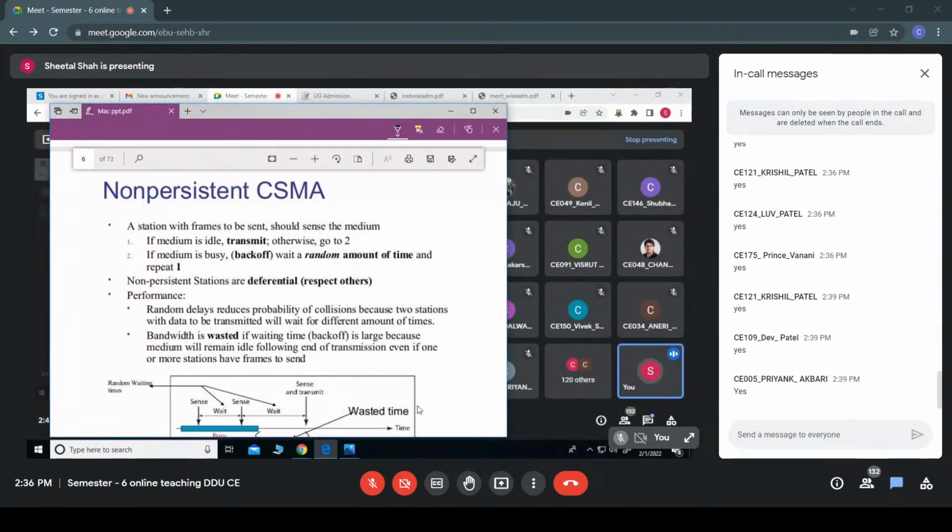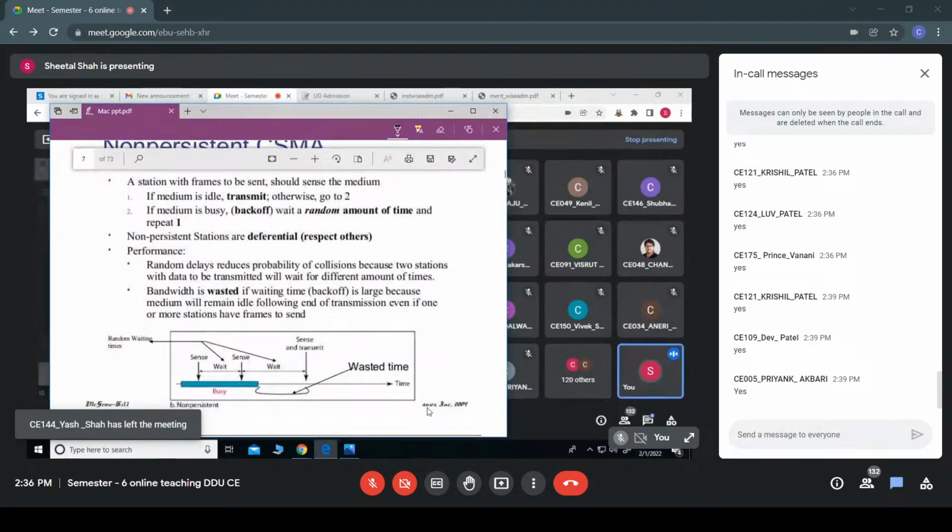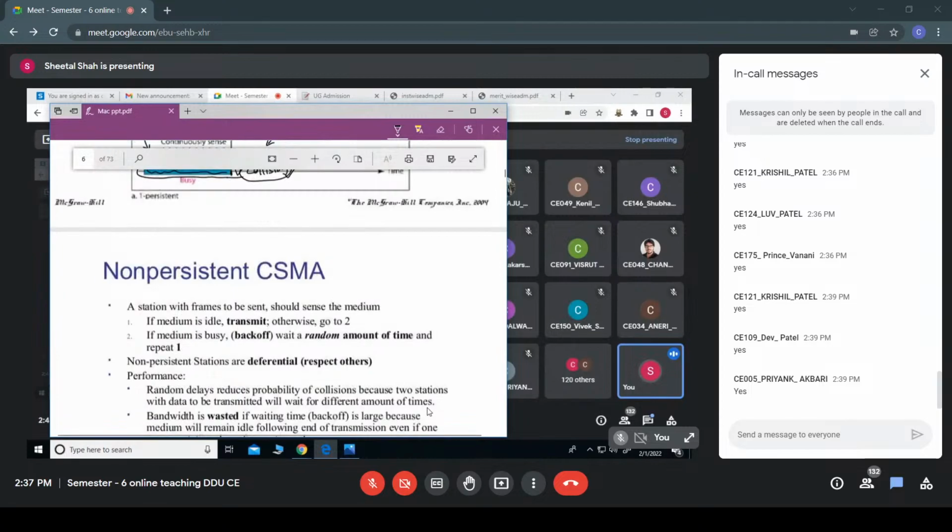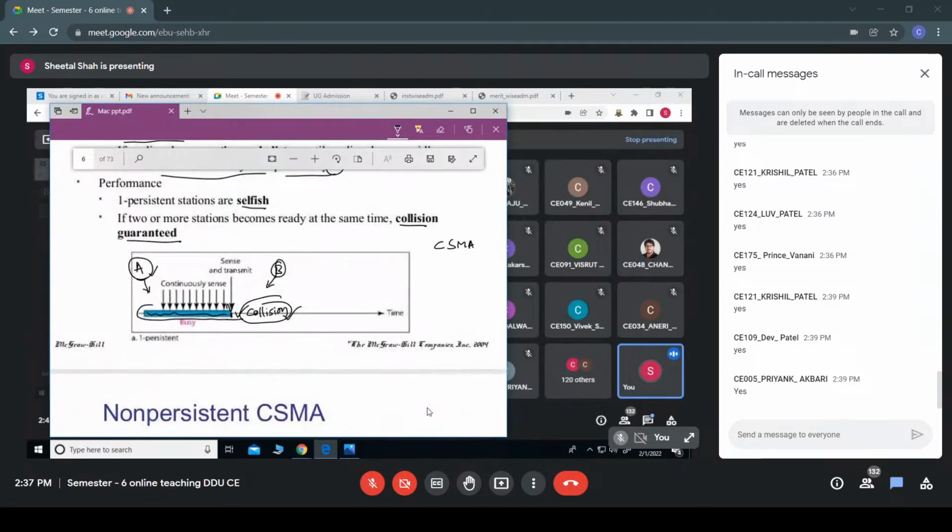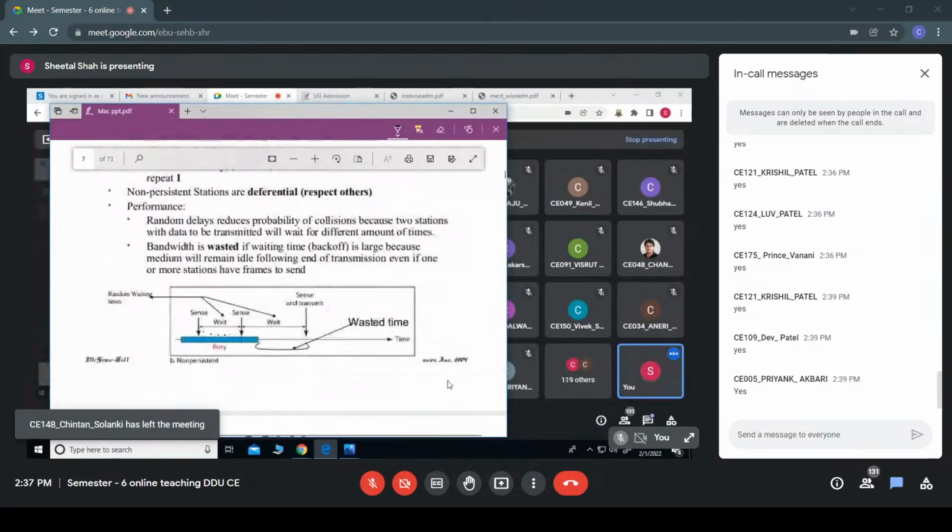In case of non-persistent CSMA, if a station has a certain frame to transmit, first it senses the channel. If it finds the channel is idle, nothing to do, just starts transmitting. Whereas if the channel is busy, with a certain frame in its channel, what will it do? It will wait. It would not continuously check the channel as in case of one persistent CSMA. It will wait for some random amount of time.